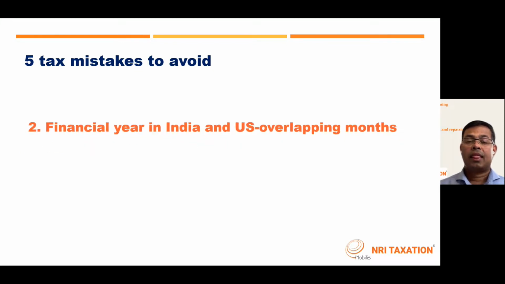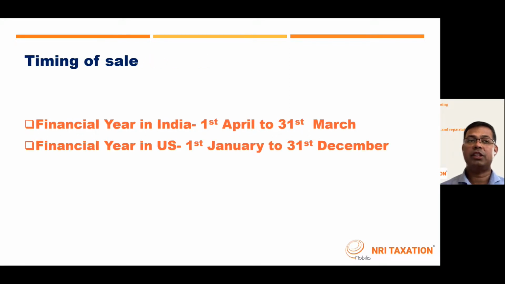The financial year in India and US, the overlapping months. What I mean by overlapping months? The financial year in India is 1st of April to 31st of March. And financial year generally in US is 1st of January to 31st of December.